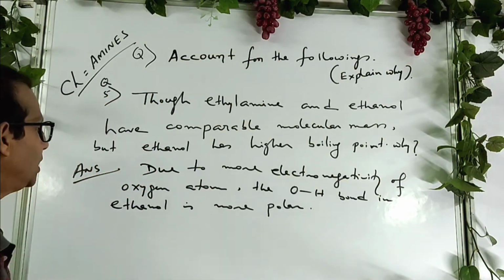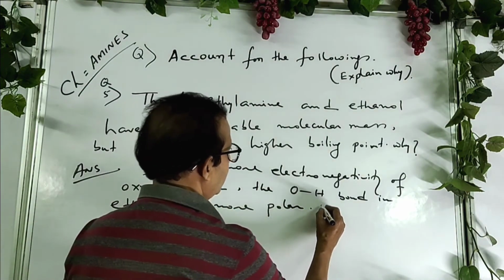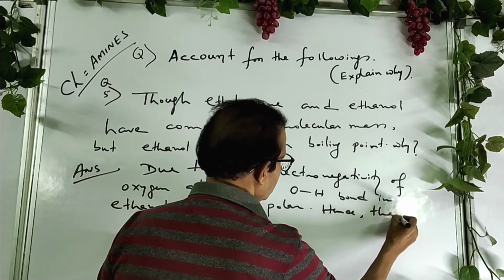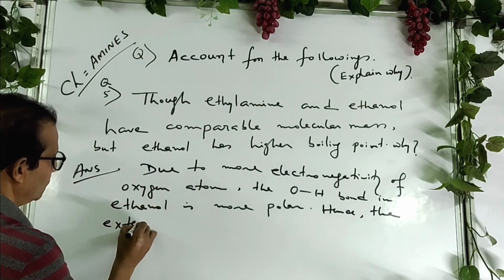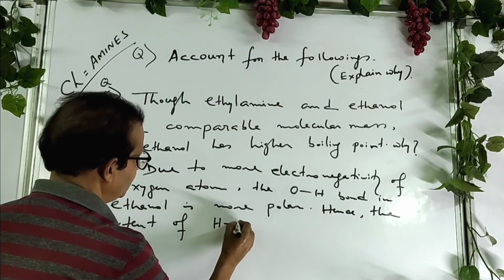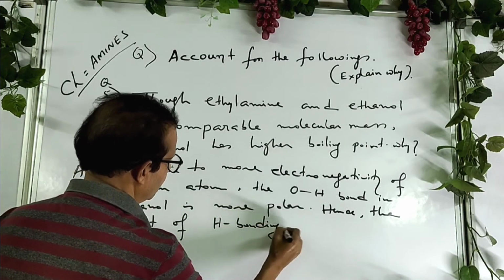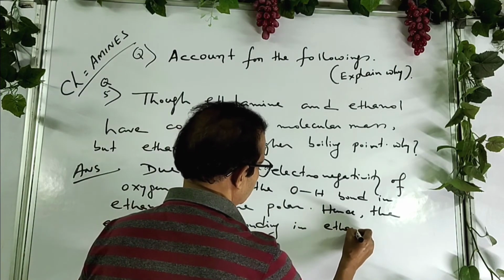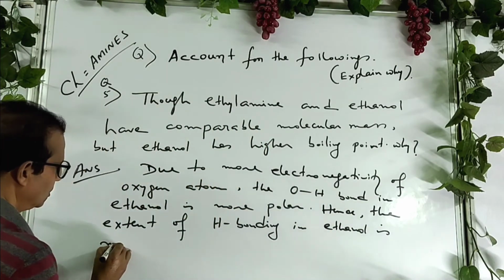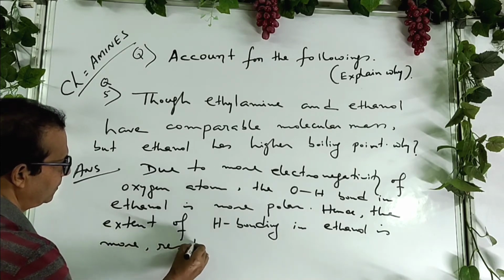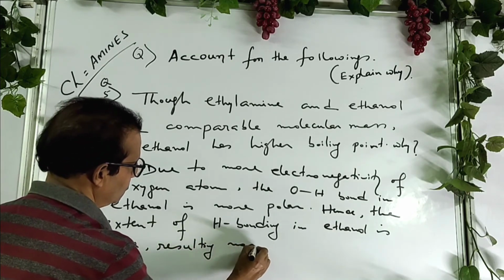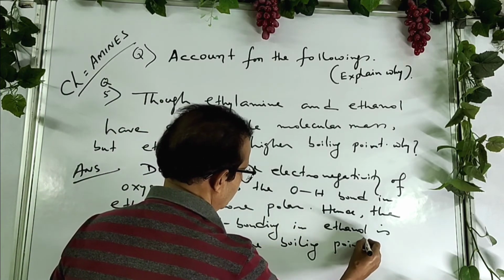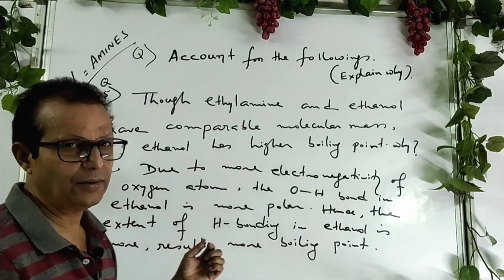Okay, the OH bond in ethanol is more polar. Hence, the extent of hydrogen bonding in ethanol is more, resulting in a higher boiling point. I think you understand it.